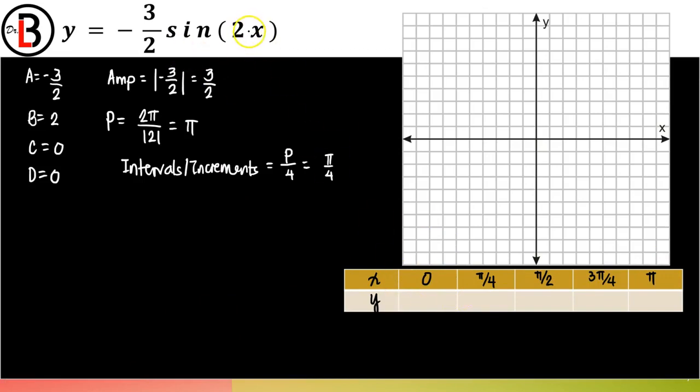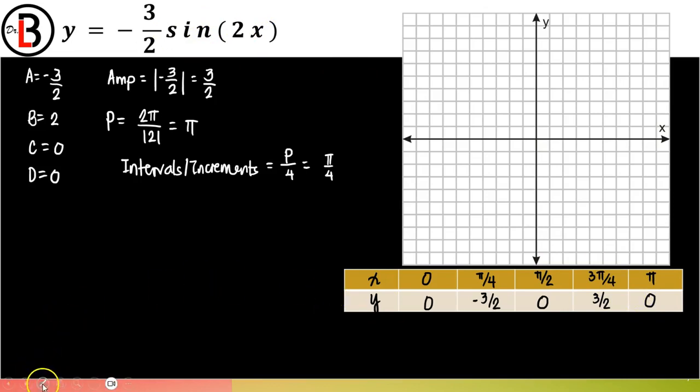0 times 2 would be 0. Sine of 0 is 0. Pi over 4 is 45 times 2 is 90. Sine of 90 is positive 1 times negative 3 halves would be negative 3 halves. 90 times 2 is 180. Sine of 180 is 0. So this becomes 0. 3 pi over 4 times 2 is 3 pi over 2, or 270. Sine of 270 is negative 1 times negative 3 halves would be positive 3 halves. And lastly, pi, 2 times pi, that's 360. Sine of 360 is 0.